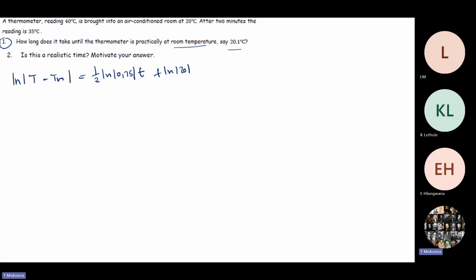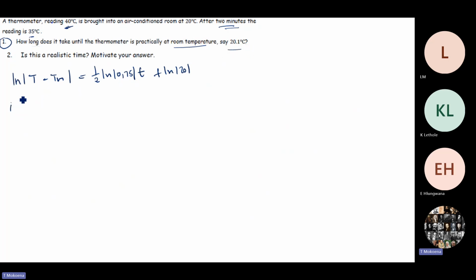So meaning how long will it take the thermometer. By the way, you saw the thermometer initially it was 40 degrees. After 2 minutes it was 35 degrees. We can see that the temperature is decreasing. But how long will it take to reach 20.1 degrees Celsius? From 40 to 35, it took 2 minutes. So we want to know, until it gets to 20, how long is it going to take? It's simple. We just use this answer over here.